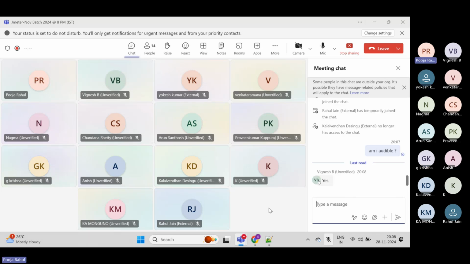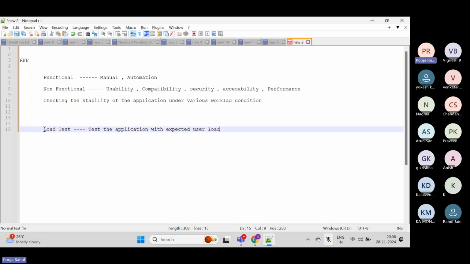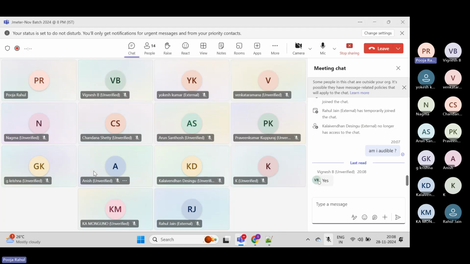So what I was telling is that we discussed what performance testing is, and then we started discussing the types of performance test that we usually perform. First of all, we should have a basic understanding of the different types of test, what types of test we are doing, and the activities that we are performing. Yesterday we discussed load test: test the application with expected user load.